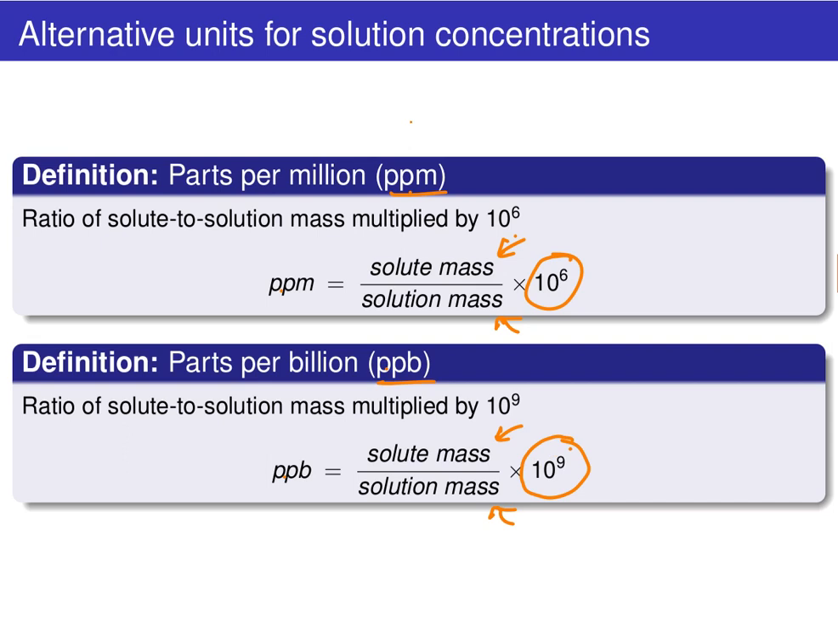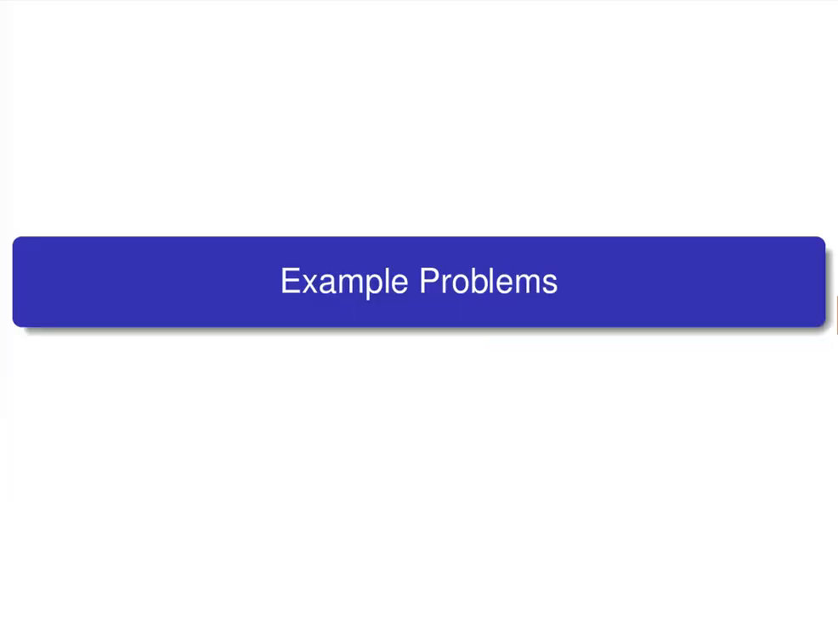Right? So you can see how if you have a very small ratio of the masses here, then by multiplying by these large values, we're going to end up at the end of the day with much more convenient numerical values. Okay, so let's go ahead and work through a couple example problems to see how we can put these different alternate concentration units into practice.